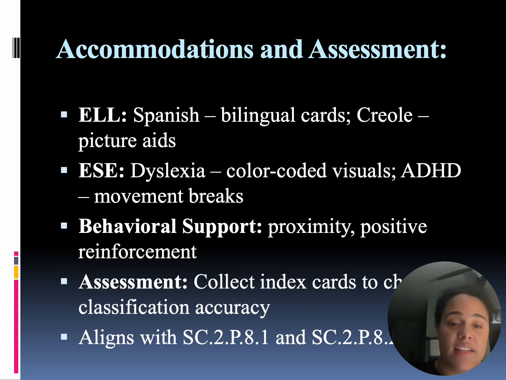I also understand that not everyone learns in the same way, so I'm going to make sure that every individual within our class has a successful engagement. For my Spanish-speaking friends, you will have bilingual vocabulary cards during the activity. Also, for my Creole speakers, I'll be providing the picture cards in the Creole language. I also understand that reading can be hard, friends, so those of you who struggle with reading, I'm going to give color-coded visuals.